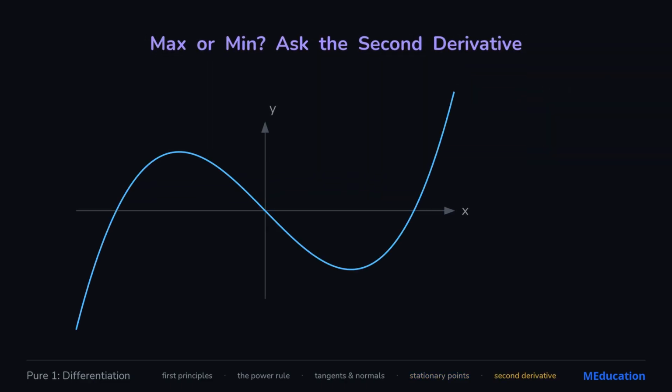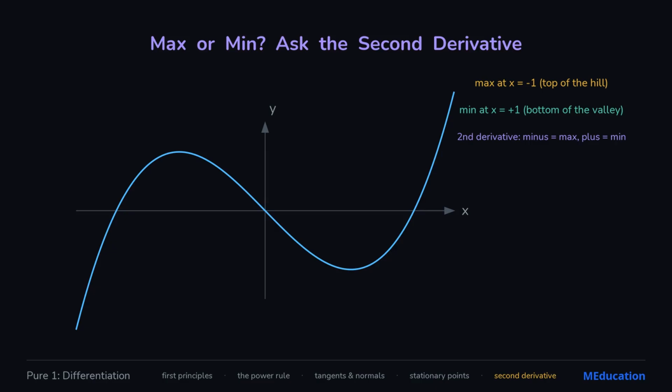A stationary point could be a hilltop or a valley, and you need to tell them apart. Differentiate a second time to get the second derivative, which measures how the gradient itself is changing. If it is negative, the curve is bending downward, so you are on a maximum. If positive, bending upward, a minimum.